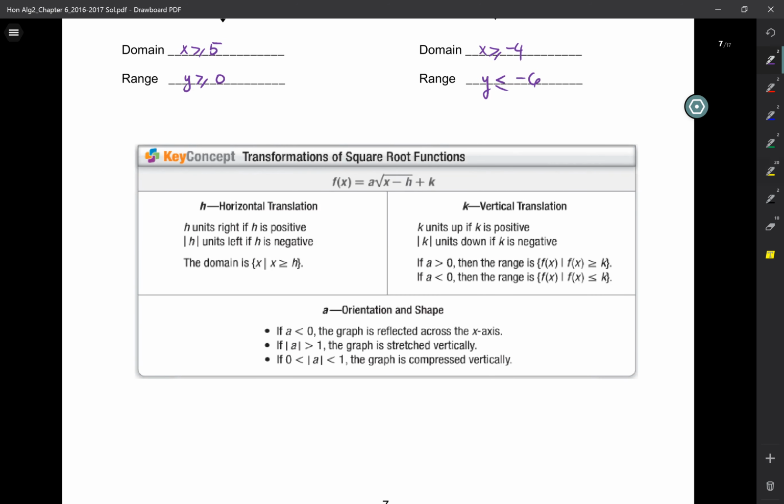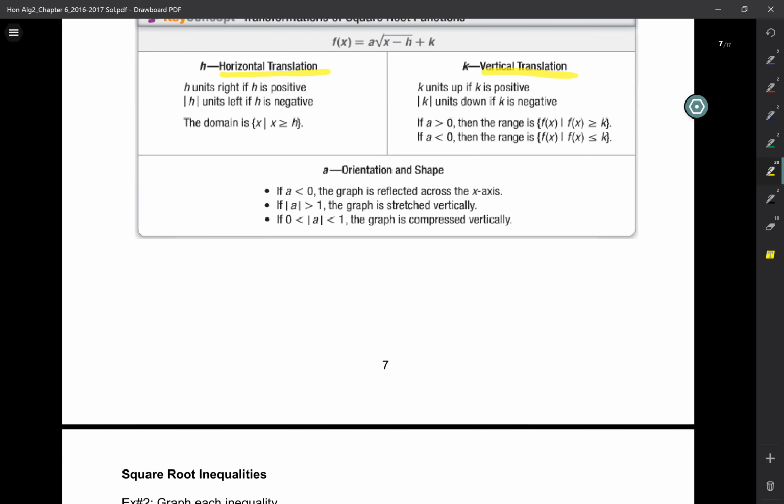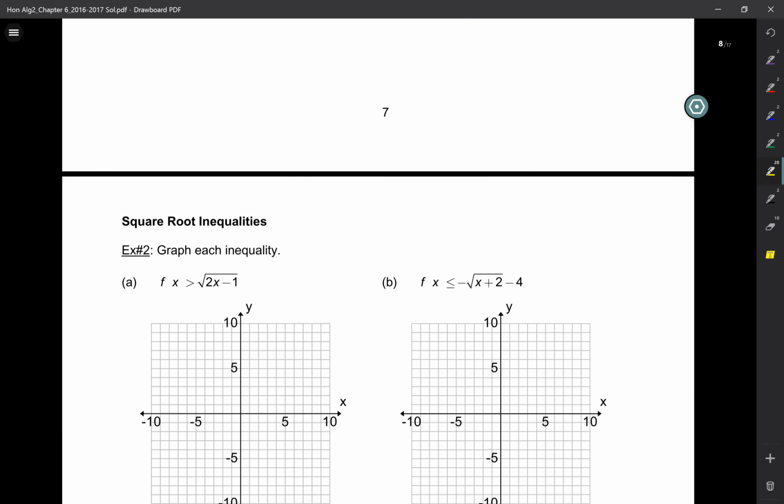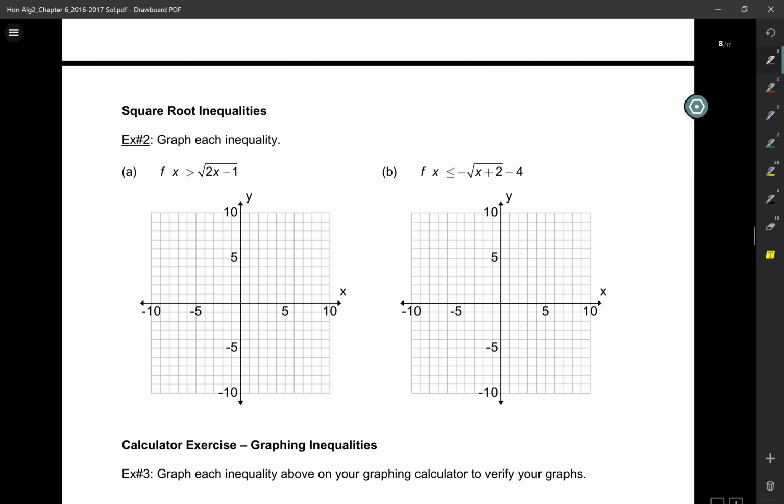Okay, so this, right, you already know, right? You know how you get a horizontal translation. You know how you get a vertical translation. Do you see how it's the same no matter what type of equation you're graphing, right? And here, if this number is greater than 1, then it's stretched vertically. And if it's between 0 and 1, then it's compressed vertically, right? Just like we just saw.